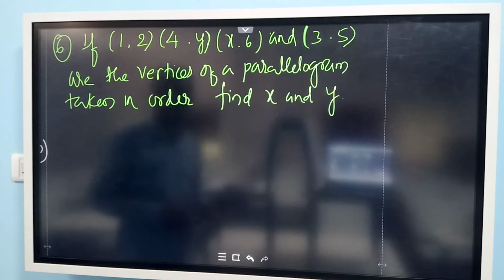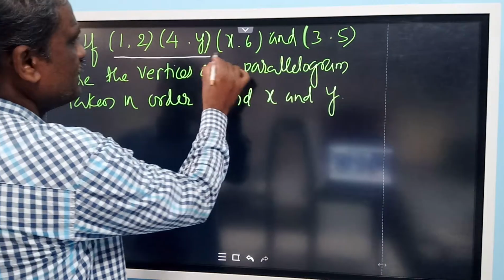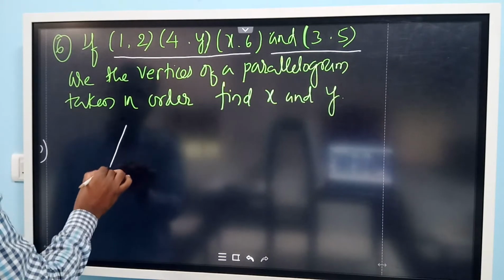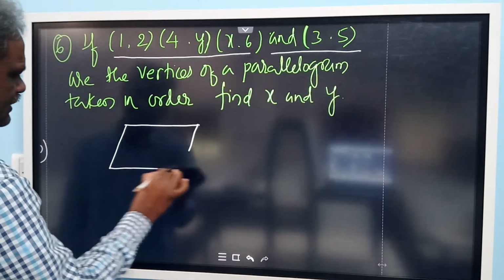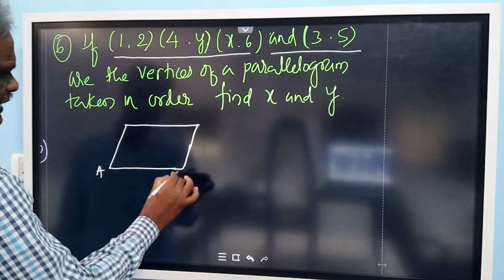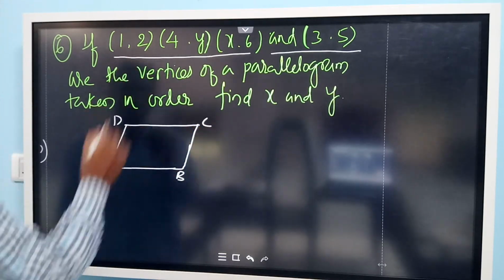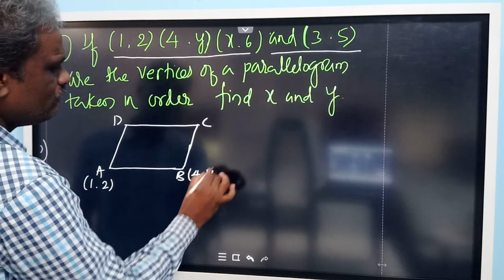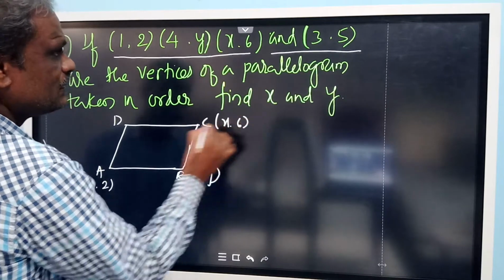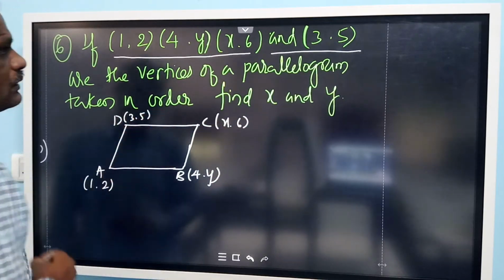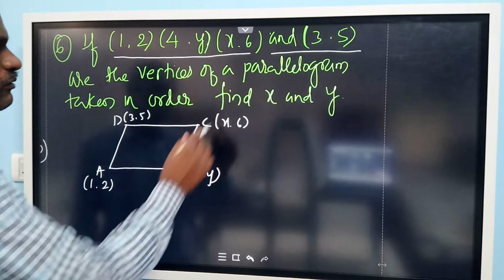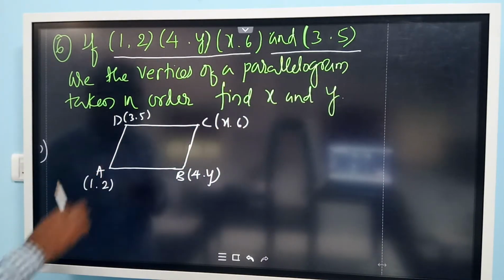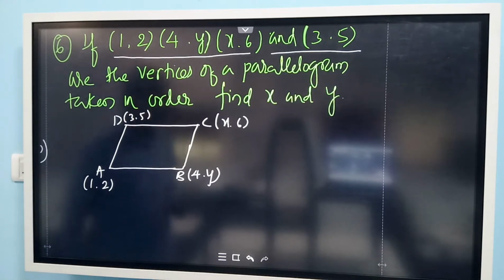Question number 6 I have taken now. 1, 2, 4, 5, x, 6 and 3, 5 are the vertices of a parallelogram. So, parallelogram properties, you know; let us take ABCD as a parallelogram. The coordinates are A(1, 2), B(4, y), C(x, 6) and D(3, 5), a parallelogram taken in order. Find x and y. All the vertices in order, one after the other, you have to write. So now you have to find x and y.